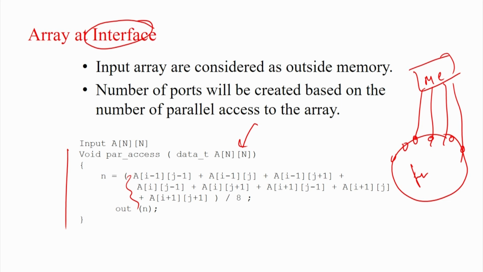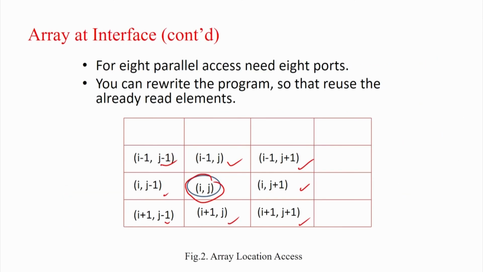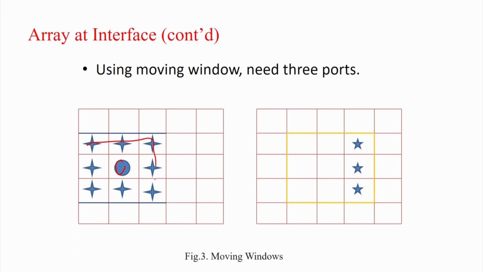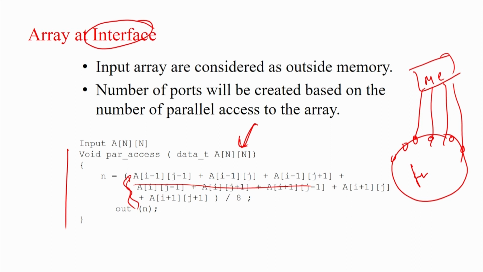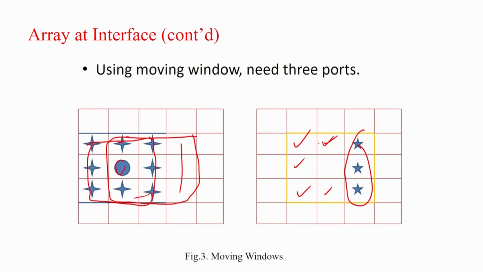So the idea is that when you have this kind of function with an array as the input, you try to reuse the array accesses. The same example is happening here, like my previous example: for this location I am going to use all 8 locations. For the second iteration, these 5 locations are common, only these 3 are new. So this location, this location, this location, this location is already read. You should rewrite this code in such a way that you can reuse these 5 data when you do the average for this node.